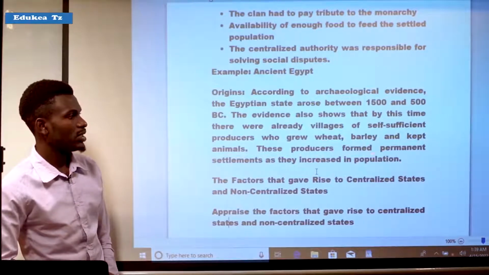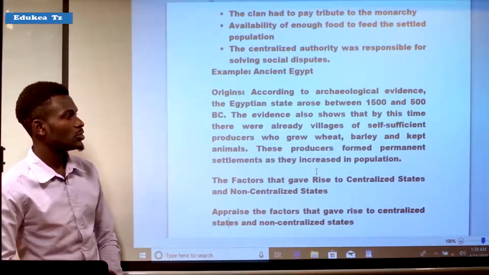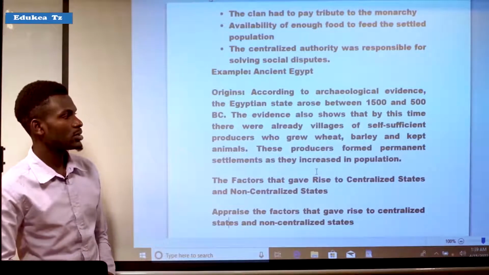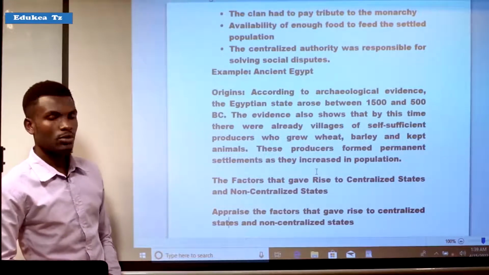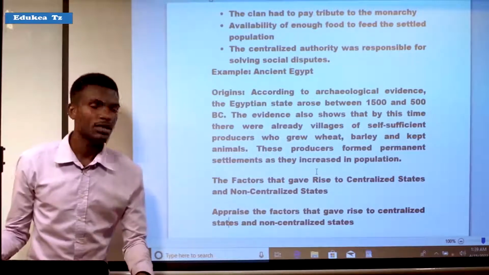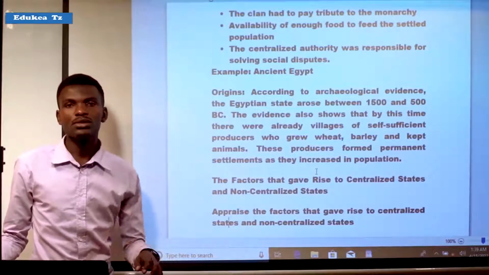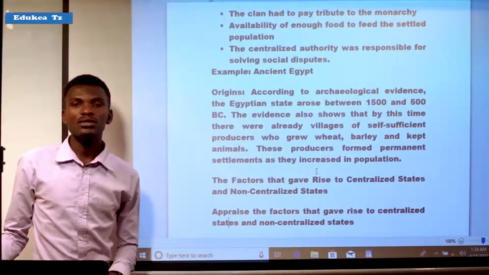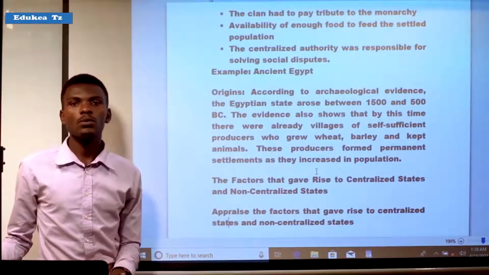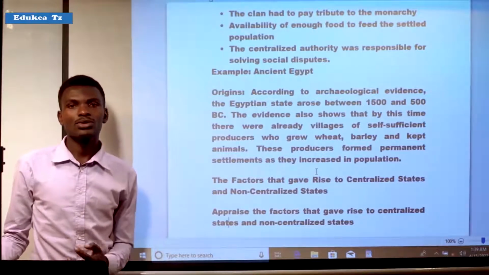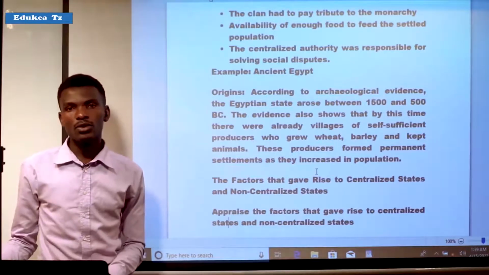These producers formed permanent settlements as their population increased. It means that as they produced different crops and kept animals, they decided to establish permanent settlements as the population increased. So as the population increased, they established permanent settlements that made them form the centralized state or political system governed by a king or queen.